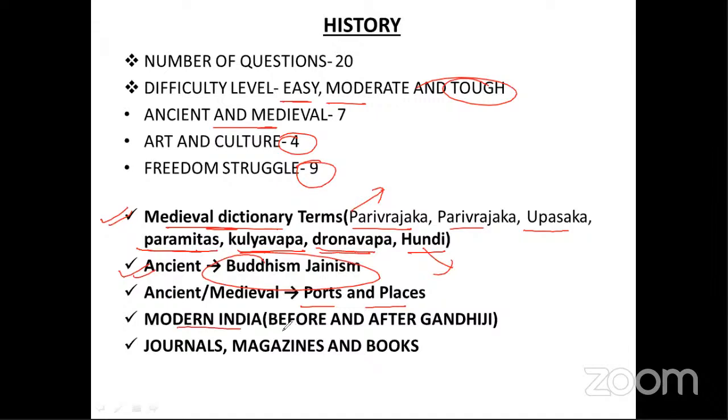Modern India means before and after Gandhiji. What happened before Gandhiji, like all the events that happened before 1915 when Gandhiji came into India. And after 1915, what are the important movements that were started by Gandhiji in India. Again, this type of information you will easily cover from a basic NCERT book, and focus on journals, magazines, and books that were written by many of the freedom fighters.